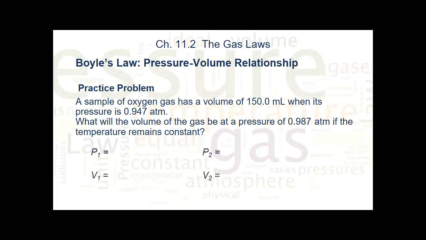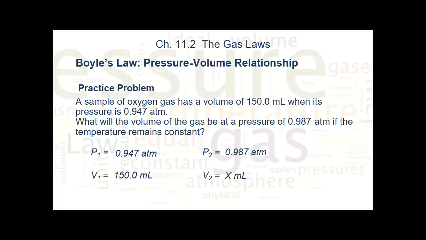So to solve our problem, we just put down the values that we're looking for in Boyle's law: P1 and V1, P2 and V2. Then we start filling in what we know from the problem. Pressure 1, 0.947 atmospheres. Volume 1, 150 milliliters. We're looking for volume 2. That's our unknown. And then pressure 2, 0.987 atmospheres.